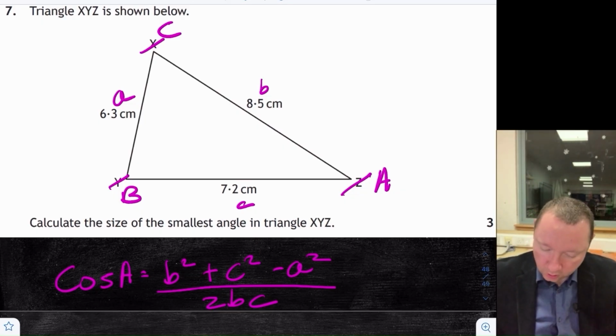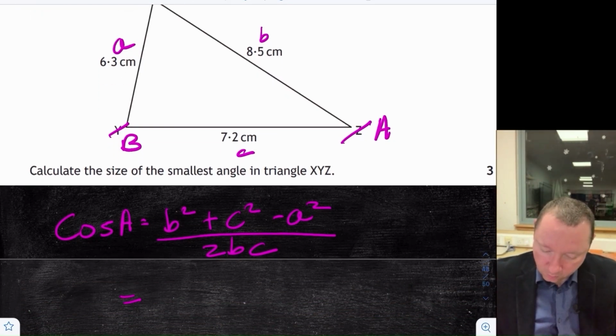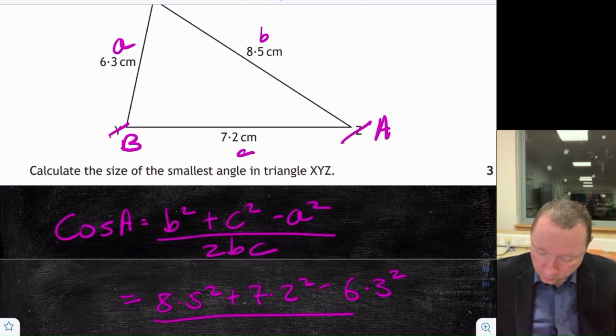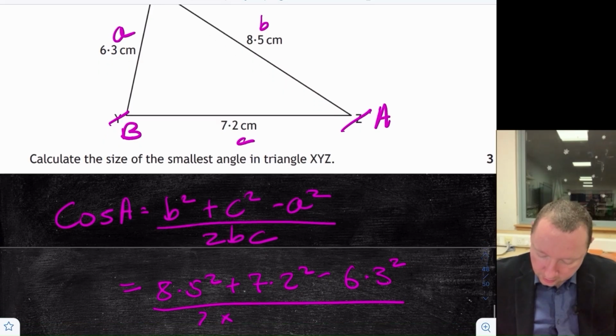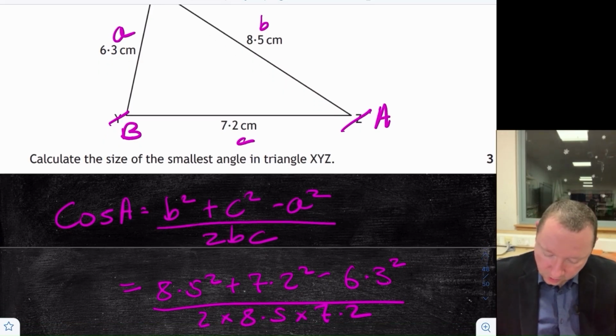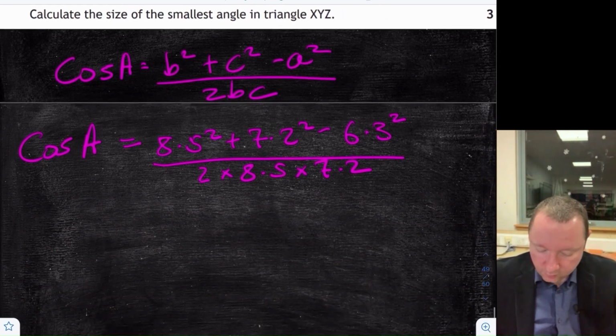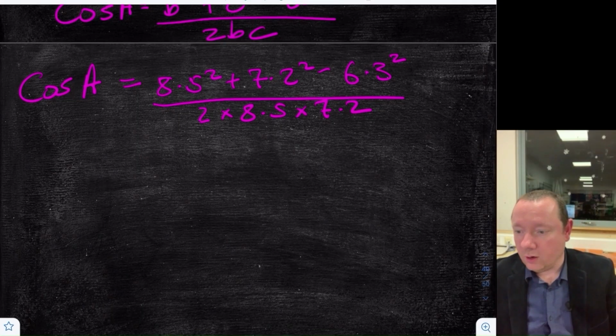So we'll just substitute all our numbers in, being very careful. So b squared is 8.5 plus 7.2 minus 6.3 squared. You're always taking away the one which is opposite the angle. All over 2 times 8.5 times 7.2. That's cos A. If you can get that far, that's a mark. So then we can do the inverse cos of our answer.